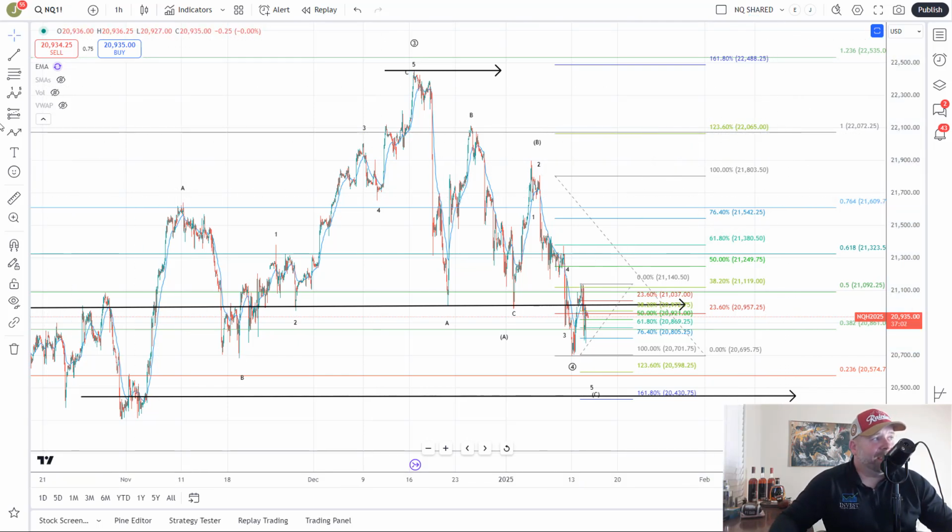And to the downside, we also have wave 3 completing wave 4, and then you'd have A, B, and then C down to that 20,400 area. So again, you have a two-way setup on the NASDAQ.